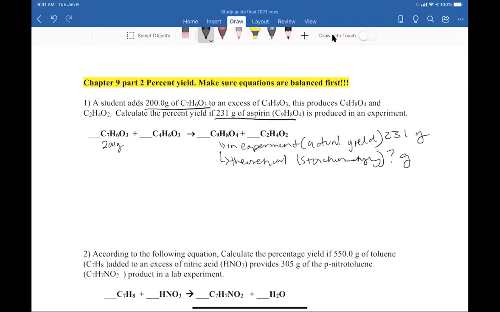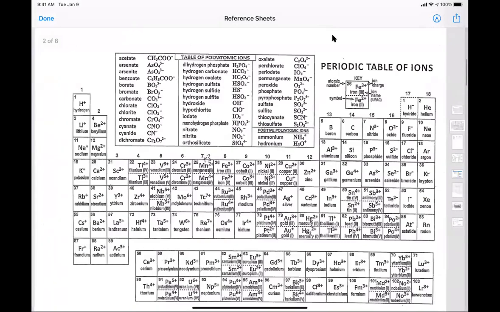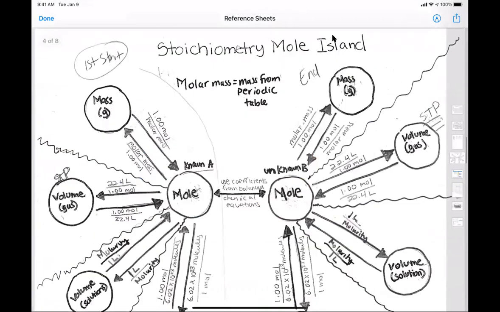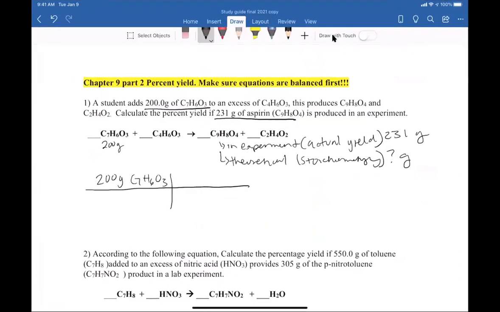Okay, so first of all, we have 200 grams of C7H6O3. Okay, and we're going to do the steps that we've done before, right? We're going to go from mass to mole, mole to mole, mole to mass. We've done these steps before. We did them last week. Again, mass to mole, mole to mole, mole to mass. So we're going to have 1 mole at the bottom, 1 mole at the top, sorry, because that's what we want to get. We want to find out that, and we want to know the molar mass of C7H6O3.